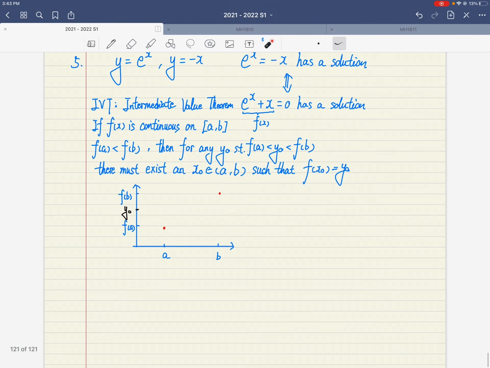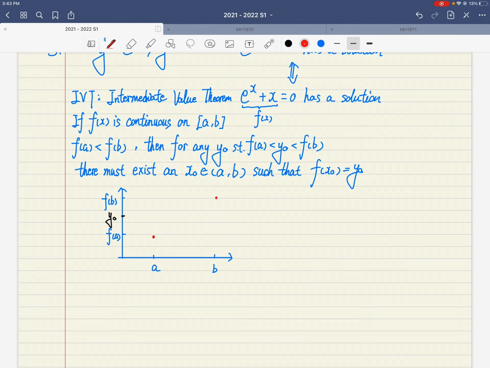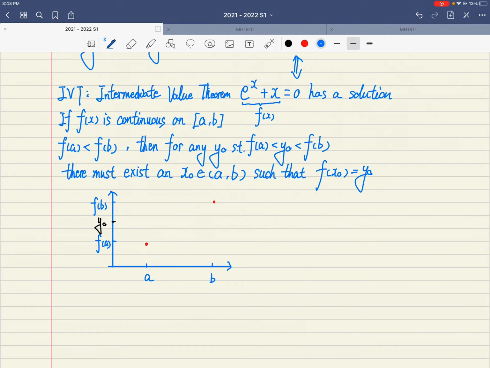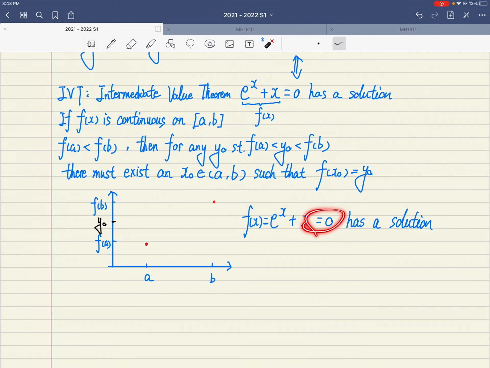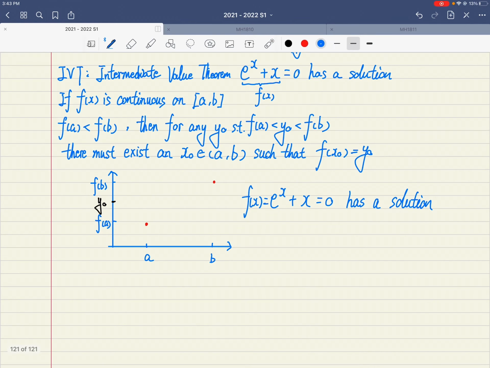So let's see how you can prove it. Back to the question, how can you prove e to the power of x plus x is equal to 0 has a solution? You want to find two points: one point giving you an f(x) value positive, another point giving you an f(x) value negative. For any positive, let's just try f(1). f(1) is e to the power of 1 plus 1, it's just e plus 1, about 3.7. It's positive.